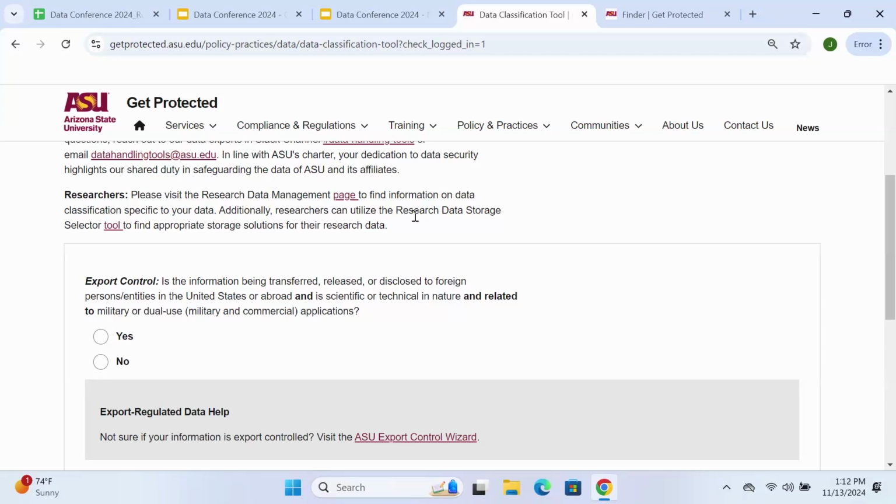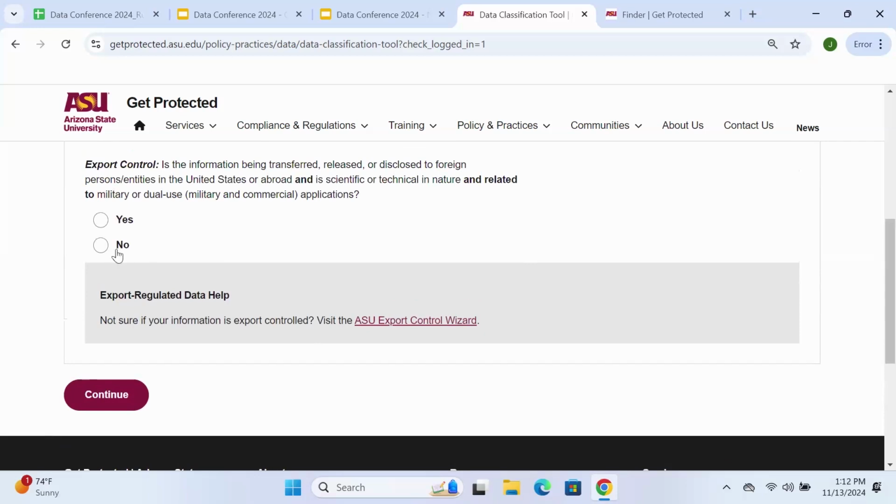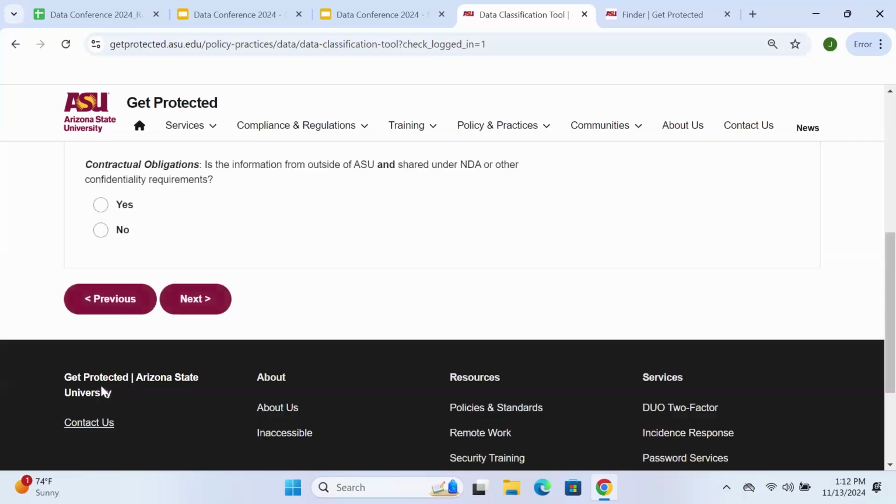So for example, is your data export controlled? And if you don't know, there is an ASU export control wizard, but I'm going to say I know that my data is not export controlled, so I'll hit no. Is it shared from outside of ASU and under NDA? So we have some contractual confidentiality requirements. In my instance, I'm assuming that I'm using sort of student bio demo data. So it's going to have data about students, but it's not something that we got outside under NDA.